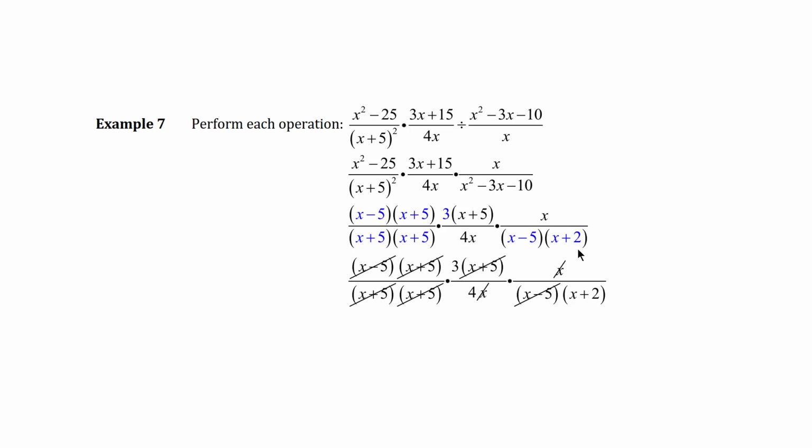Next, we could cancel out the common factors of the x minus 5s, the x plus 5s, the second set of x plus 5s, and also the x's. The final result is 3 divided by 4 times the parentheses x plus 2.